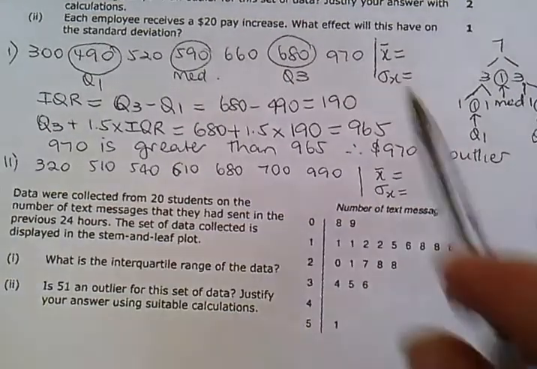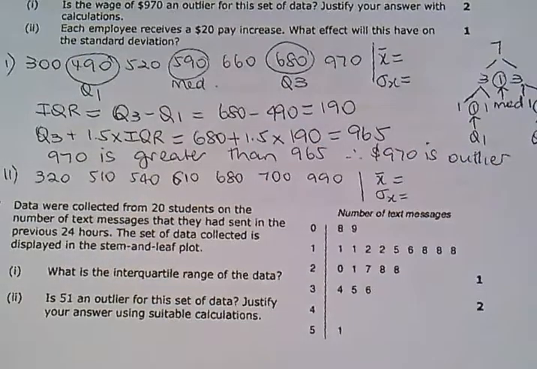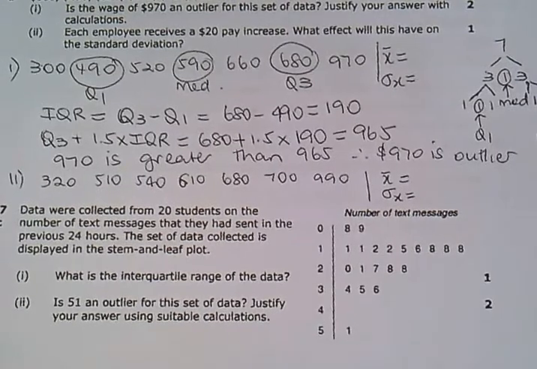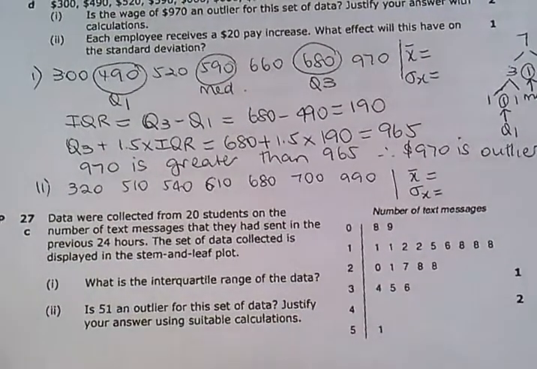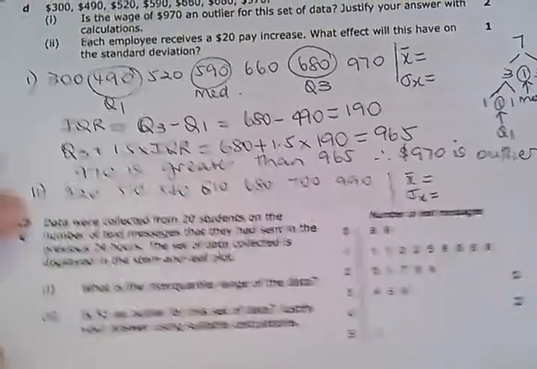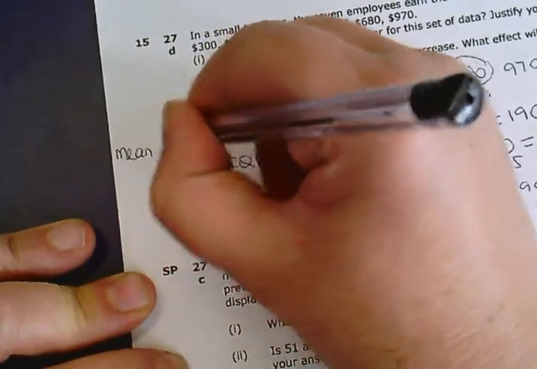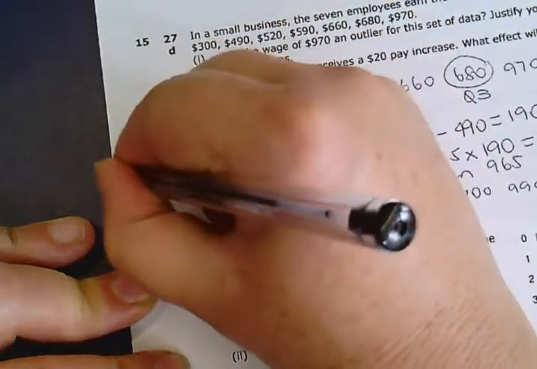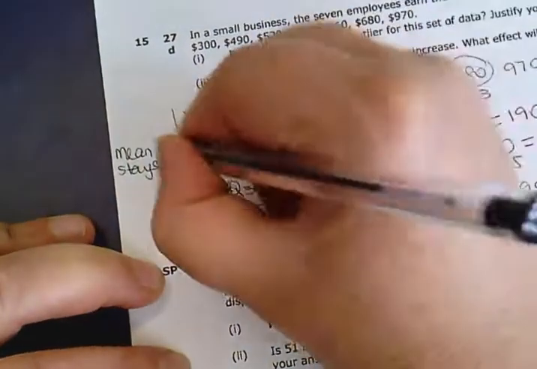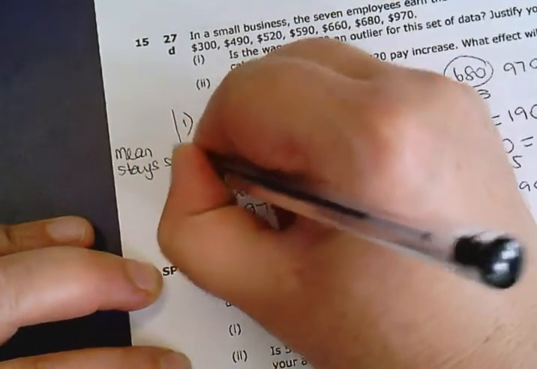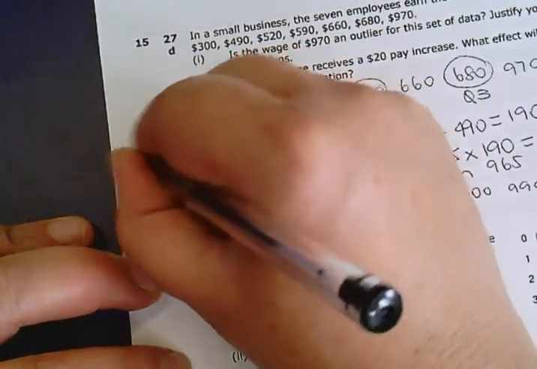So the answer is, what effect will this have on the standard deviation? You'll say the standard deviation stays the same because the scores are still spread out exactly the same way from the mean. Let me write it along the side of the page. I'm going to write here, for part 2, the mean stays the same. Sorry, no, the mean does not stay the same.